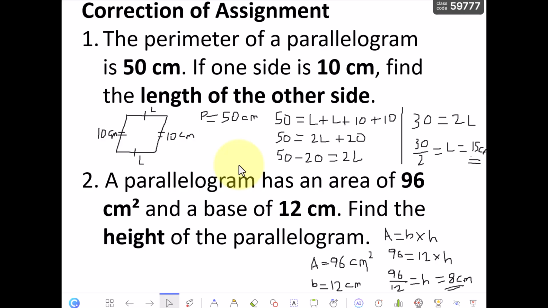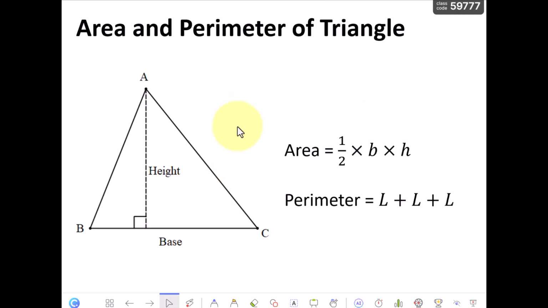Okay, let's go to the lesson for today, which is area and perimeter of triangle. So as you can see, this is a sketch of a triangle, and this is the height, and this is the base. So you can see the formula for area of a triangle: half base times height. Then the perimeter of a triangle is length plus length plus length. That means all the sides of the triangle must be given. So if I call the three sides length, length, and length, just add the three sides and it will give you the perimeter. So take note of that.